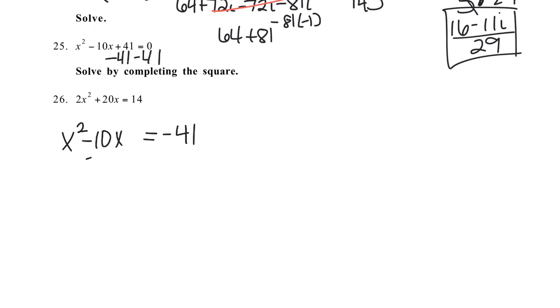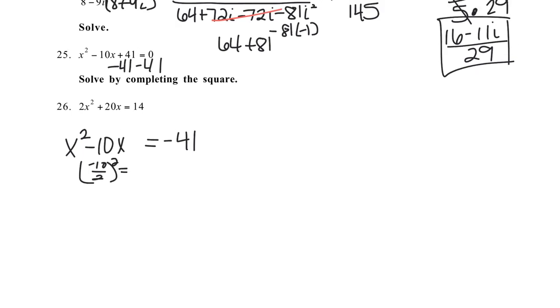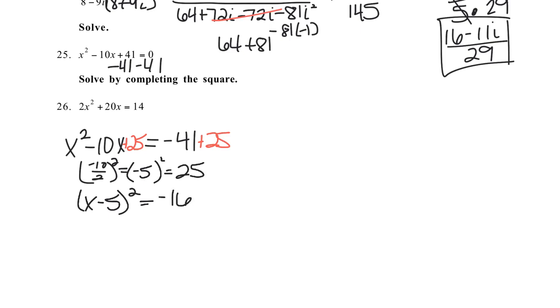And then I take my b term, negative 10, divide it by 2, and square it. So we get negative 5 squared, which is 25. I have to remember to add it to both sides. Remember, that's the cardinal rule of algebra. Whatever I'm doing to one side of the equation, I have to do to the other to keep it balanced. And then I can factor x squared minus 10x plus 25, that's x minus 5 squared, equals, let's see, that's negative 16.